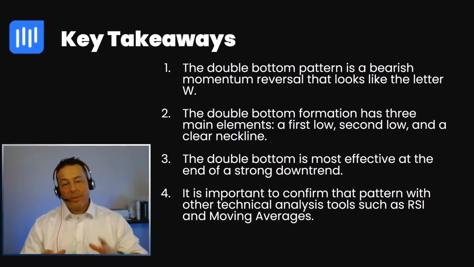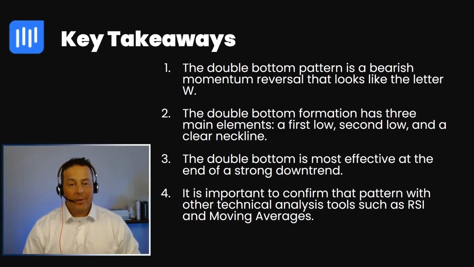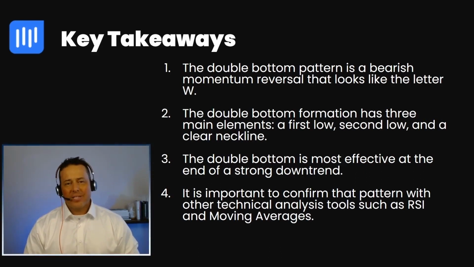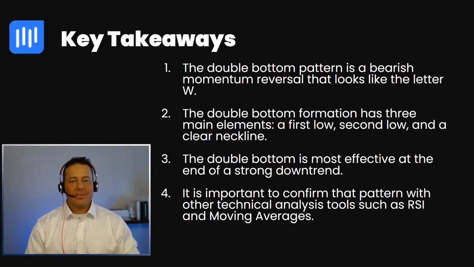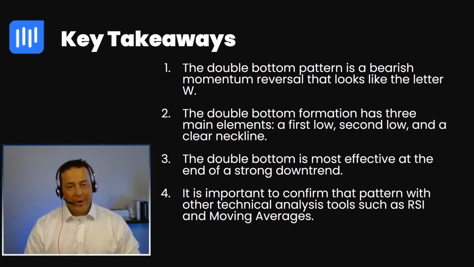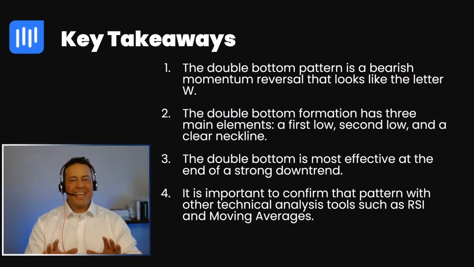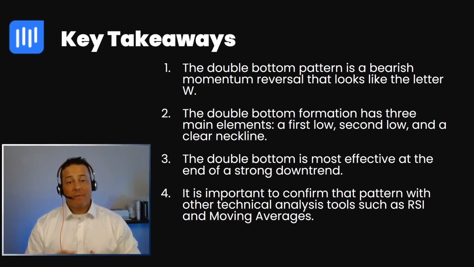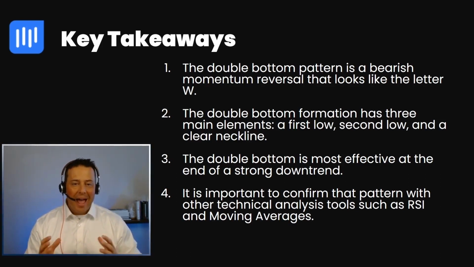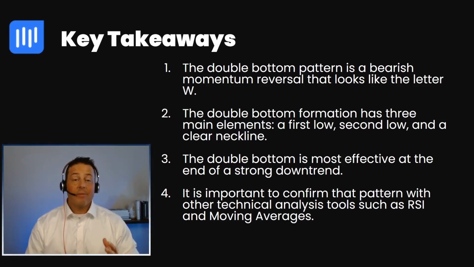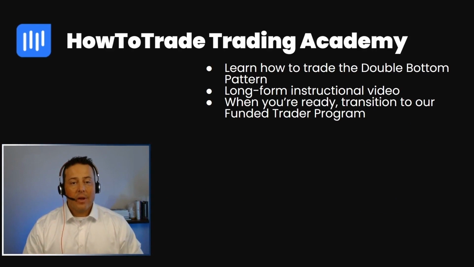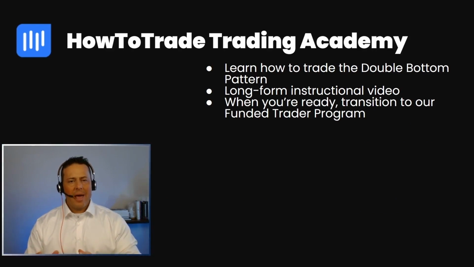Now, let's review some of the key takeaways from the double bottom pattern. Number one, the double bottom pattern is a bearish momentum reversal that looks like the letter W. Number two, the double bottom formation has three main elements: a first low, a second low, and a clear neckline. Number three, the double bottom is most effective at the end of a strong downtrend. Number four, it is important to confirm that the pattern is valid with other technical analysis tools such as RSI and moving averages.